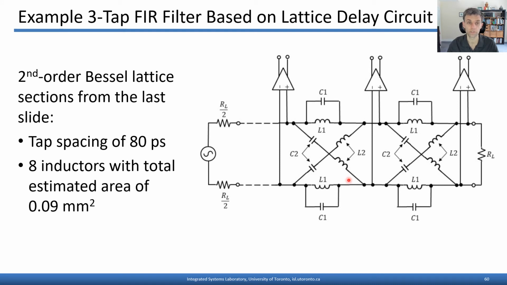For example, if you're interested in realizing a 3-tap FIR filter with a tap spacing of 80 picoseconds, you could use the second order lattice sections shown on the last slide. They were designed to approximate a second order Bessel response, deviated from that because of the inductor parasitics, of course, but you'd end up with a passive circuit like this with 8 inductors and with a total estimated area in this case of about 0.1 millimeters squared for this delay line. So you can decide for yourself whether that might be attractive for some particular application.